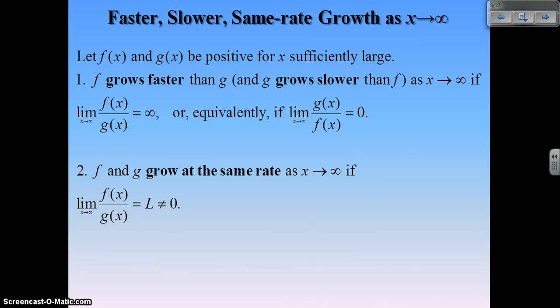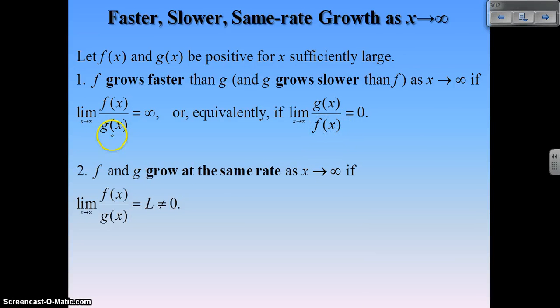Now, ladies and gentlemen, this is the main part of the lesson, this slide here. If you have two functions f and g, and we want to know, as x becomes really large, which one is growing faster, what we do is compare f and g in fractional form, and take the limit as x approaches infinity. If you get infinity as an answer, then that suggests that whatever function is on top is growing the fastest. If, however, you get 0, that would suggest that the function on the bottom is growing the fastest.